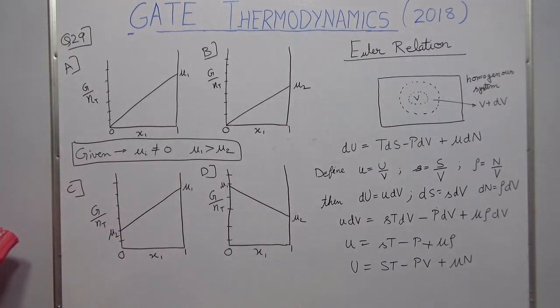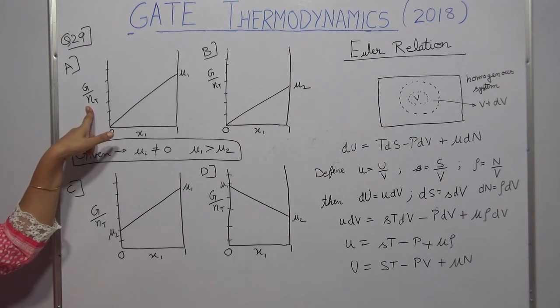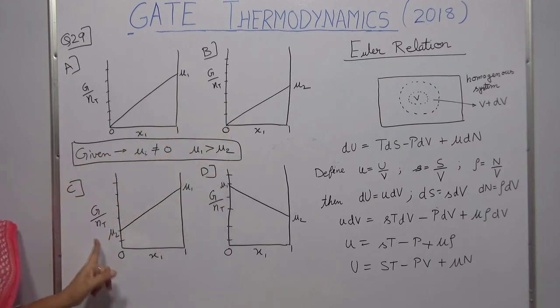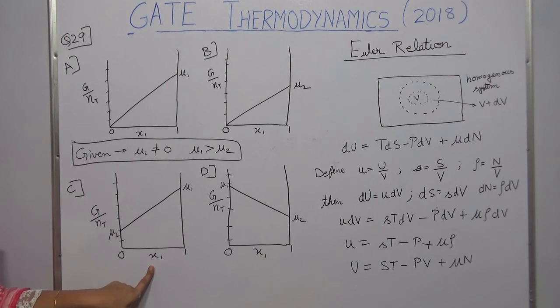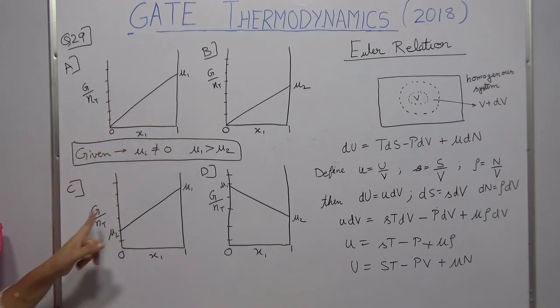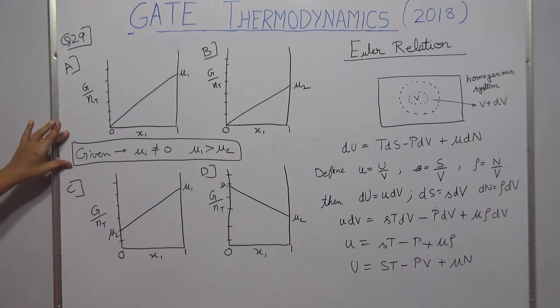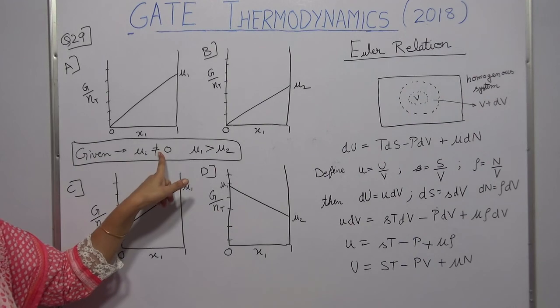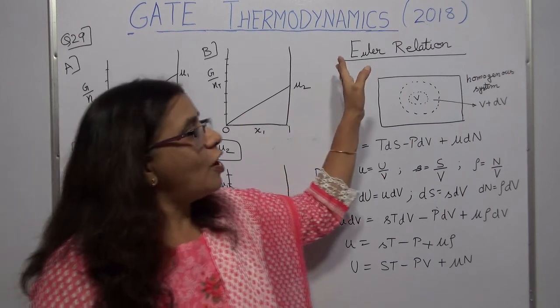Okay, so they have described the system such that G denotes the Gibbs free energy of a binary mixture, NT is the total number of moles present in the system, and mu i's are the chemical potential of species i. Xi is of course the mole fraction of the ith component, and they ask what is the correct variation of G by NT at constant temperature and pressure. Further, they have given in this problem statement that mu i is never equal to 0 and mu 1 is greater than mu 2. Okay, it is based on the Euler relation.